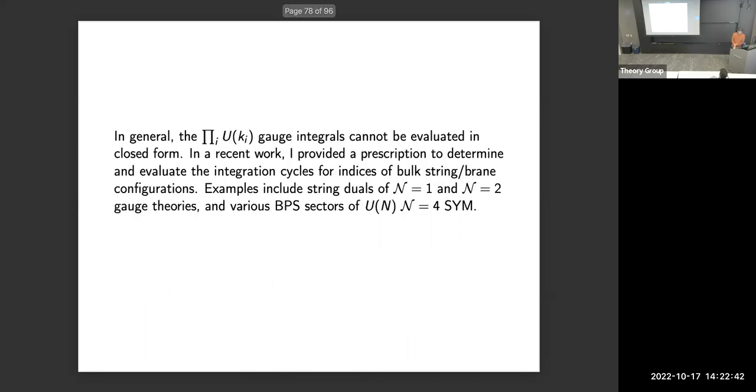So in general, the U(N) quiver gauge integrals cannot be evaluated in closed form, like the nice examples I showed in the previous slide. And in a recent work, I provided a prescription to determine and evaluate the integration cycles for indices of bulk string brane configurations, which are the Z hats. And these examples include string duals of N=1 and N=2 gauge theories, and various BPS sectors of U(N) N=4 super Yang-Mills.